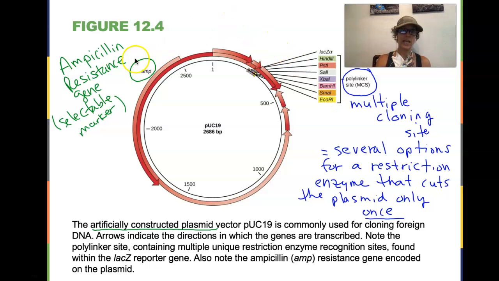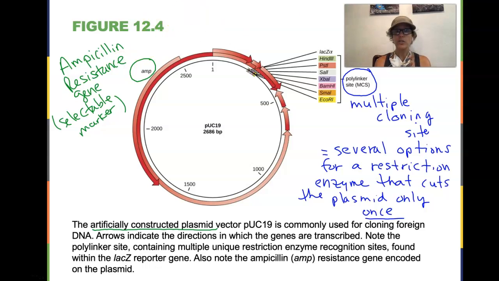It has AMP, which stands for ampicillin. So it's the gene for ampicillin resistance. If we take even this plasmid with no other DNA in it and insert it into a bacterium, it will give that bacterium the ability to survive growing in the presence of ampicillin. We do that because that is how we know we are successful in getting this plasmid to enter bacterial cells.